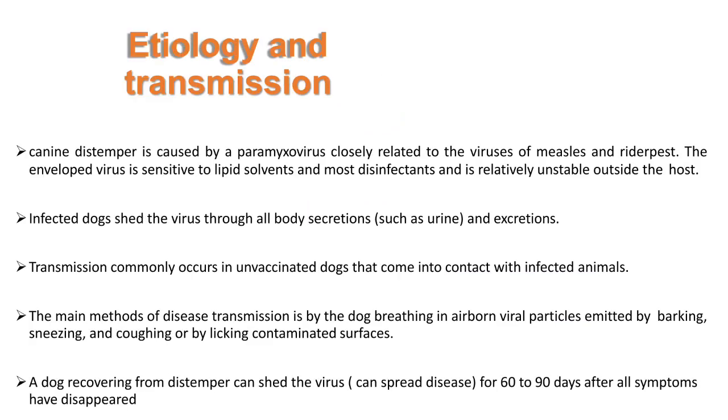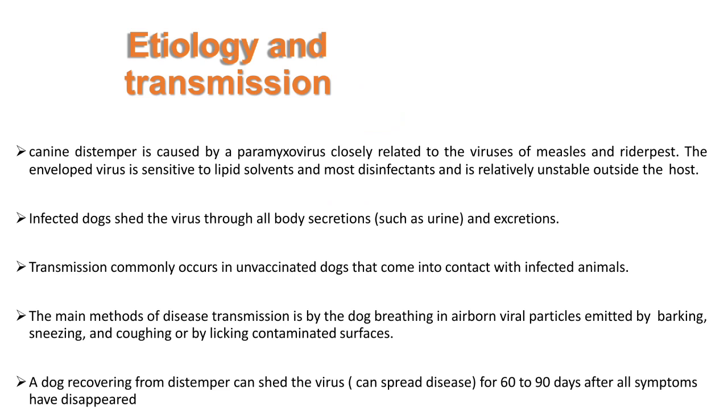If we talk about the etiology and transmission, canine distemper is caused by a paramyxovirus that is closely related to the viruses of measles and rinderpest. This enveloped virus is sensitive to lipid solvents and most disinfectants and is relatively unstable outside the host. Infected dogs shed the virus through all body secretions. Transmission commonly occurs in unvaccinated dogs that come into contact with infected animals.